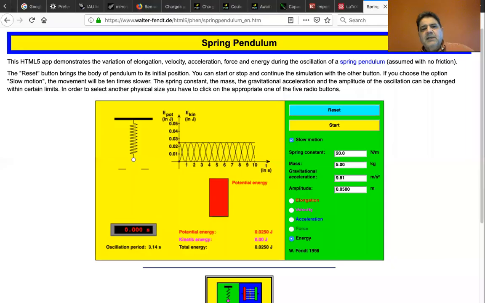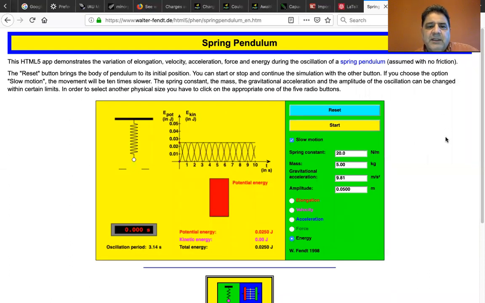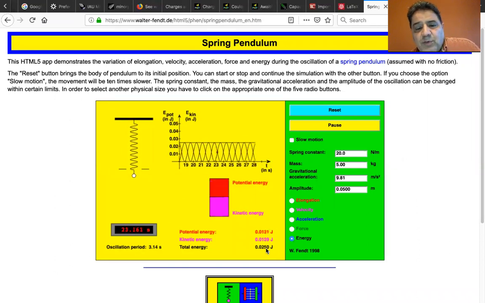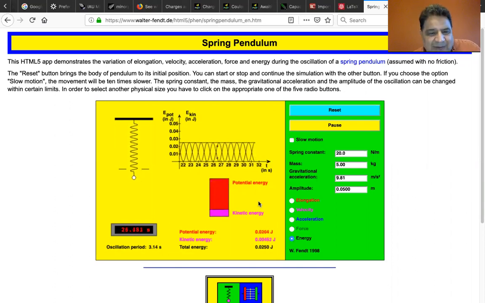All right, the spring potential, this is a spring pendulum. If we start this pendulum going, right now it's going in slow motion, but if we put it in its regular position, you can see mainly what I want to show you from this is the change of kinetic energy and potential energy. The total energy, if you look at the bottom of the screen, it may be small for you to see, but the total energy is 0.025 joules. It never changes. The total energy is the same throughout.